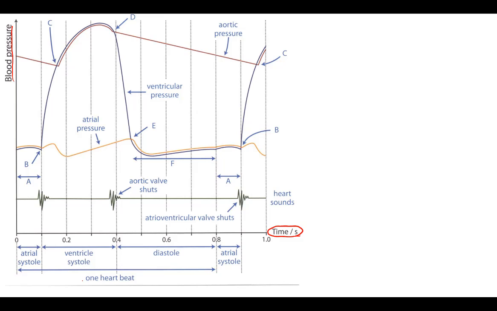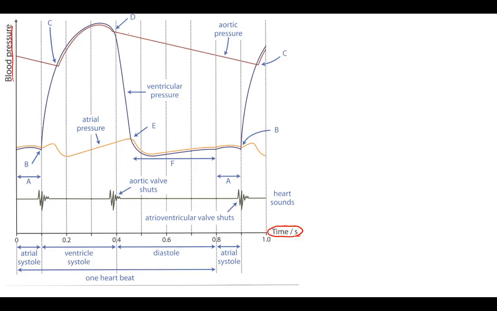So we've got one heartbeat split into the 3 main parts: atrial systole, ventricular systole, and diastole. We've got the time over which everything's taking place, and then we've got 3 lines representing the pressure changes in the atria, the ventricles, and the aorta.